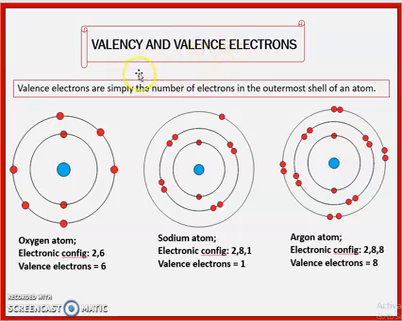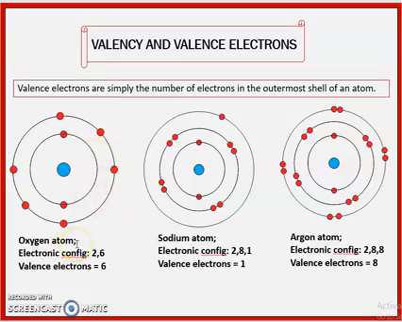We want to know what they are and the relationship between them. Valence electrons are simply the number of electrons in the outermost shell of an atom. The number of electrons in the outermost shell of an atom. This is oxygen atom. It has two shells, and the outermost shell is this. How many electrons are found in the outermost shell of oxygen?